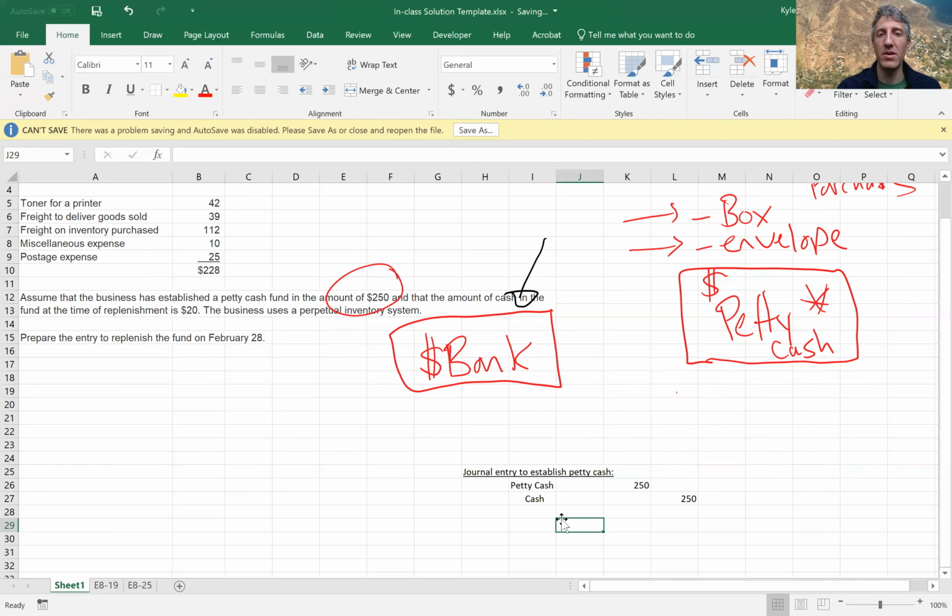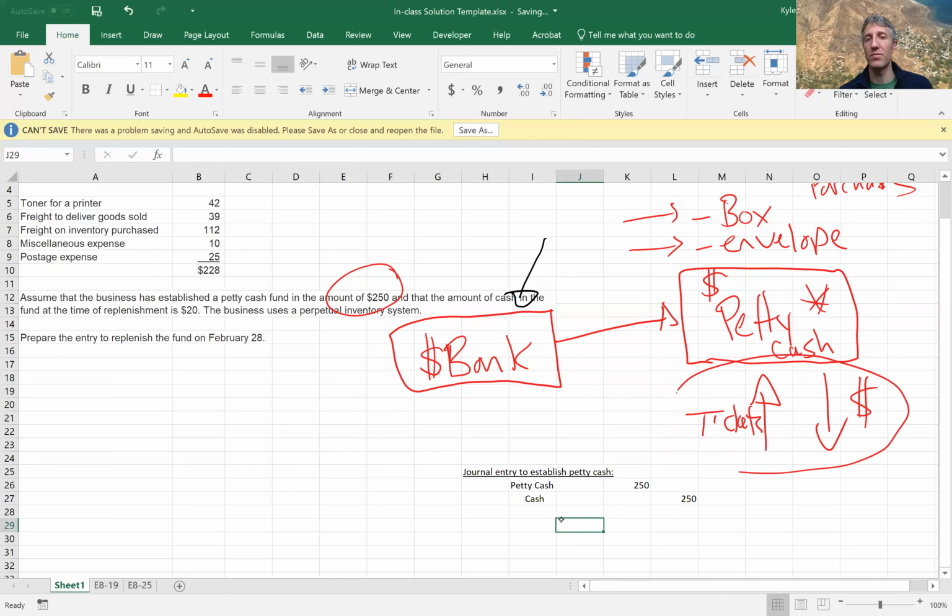So that's the background. To establish petty cash, go to the bank, take money out, and then expenditures come out of petty cash and tickets go in. And when petty cash needs to be replenished, these transactions are recognized and money comes out of the bank again. So that petty cash again increases.